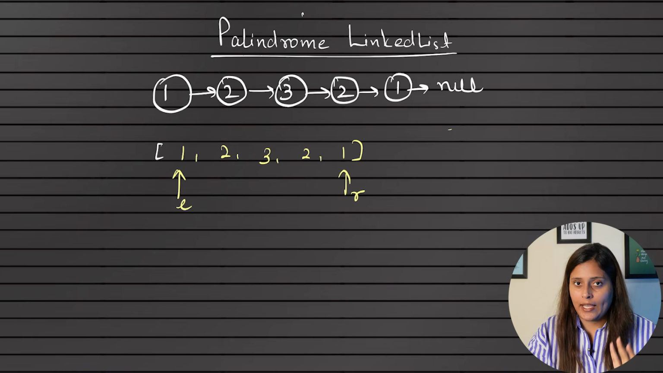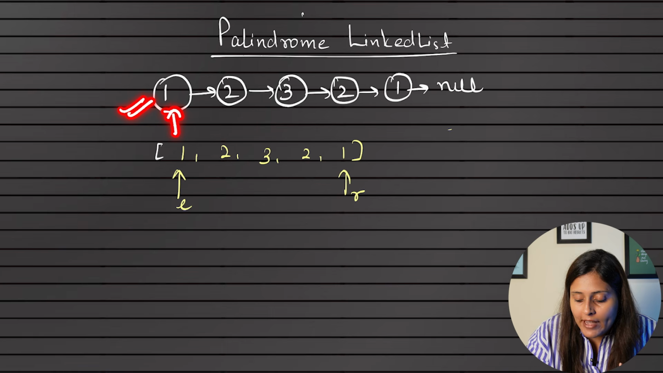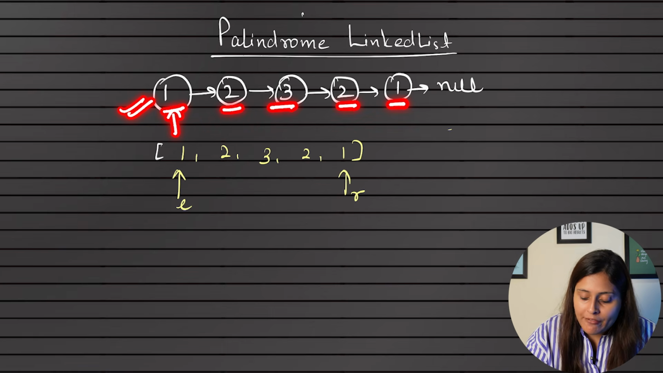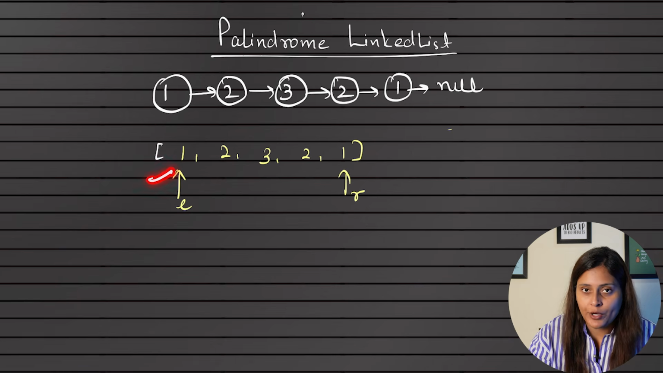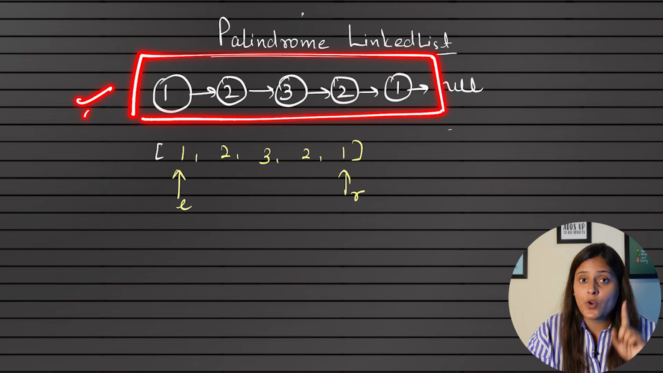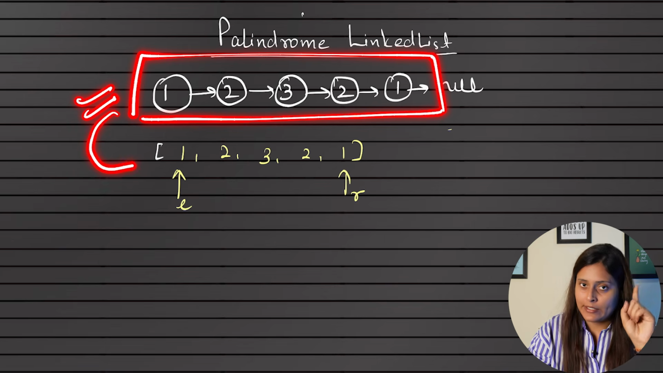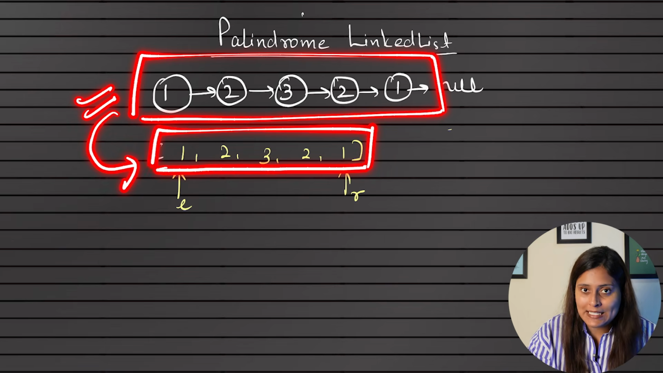So can I do one thing in the brute force approach? I will start iterating and read all the values 1, 2, 3 to 1, and I will put all the values in the list. Okay, and then I will apply this two pointer approach. So O of n time complexity to read the values from the linked list and insert in the list. Okay, and then another O of n by 2 time complexity to check if they are same or not.